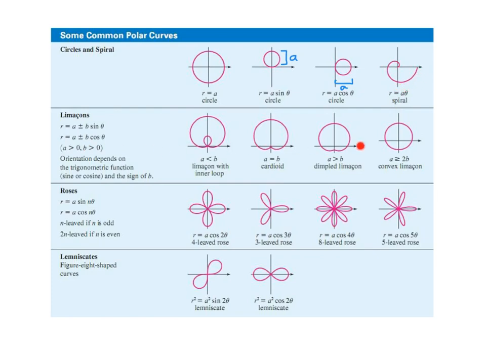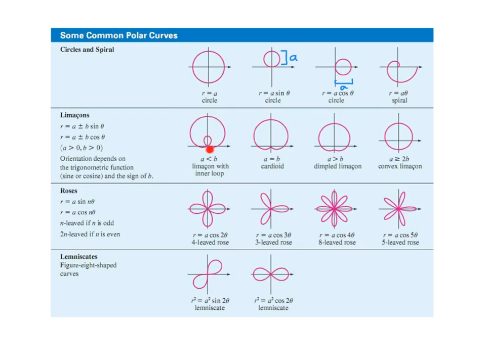Okay, the next category of graphs are called limaçons. So these are 4 different types of limaçons, and the equations come in the form of a plus or minus b sine theta, or a plus or minus b cosine of theta. So between the sine and cosine, it determines how it's reflected. So these would all be examples of sine graphs.